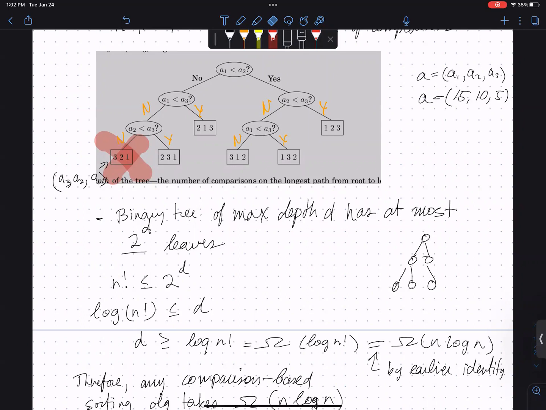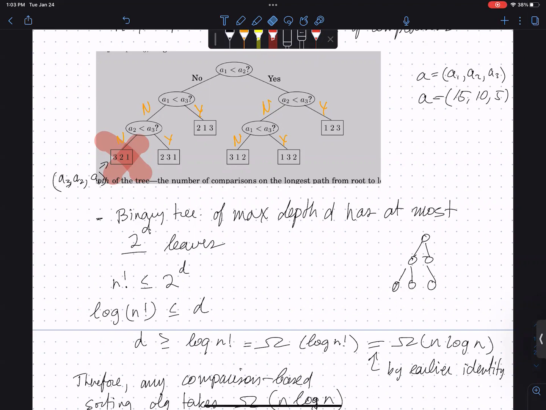Let me make this quick. I'm not checking if it's less than; I'm just checking if it's equal to or not. That's what I mean here by comparison-based sort: it's doing more than just equality, since you can always do equality.